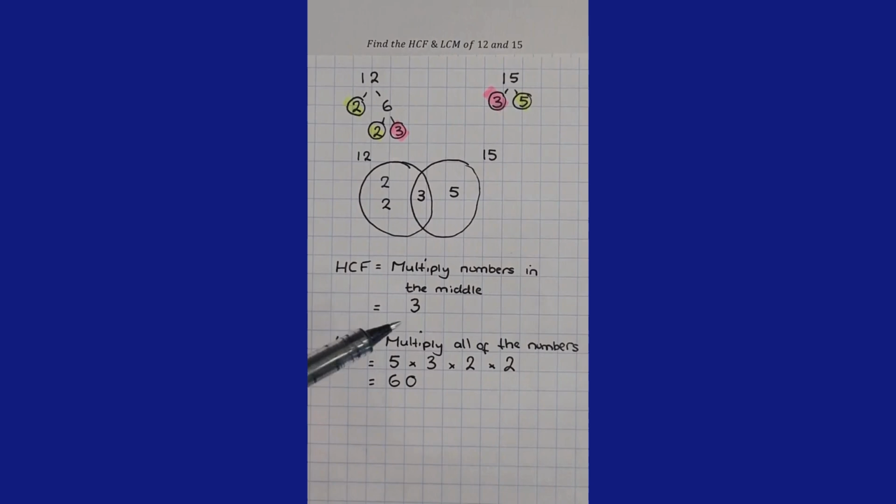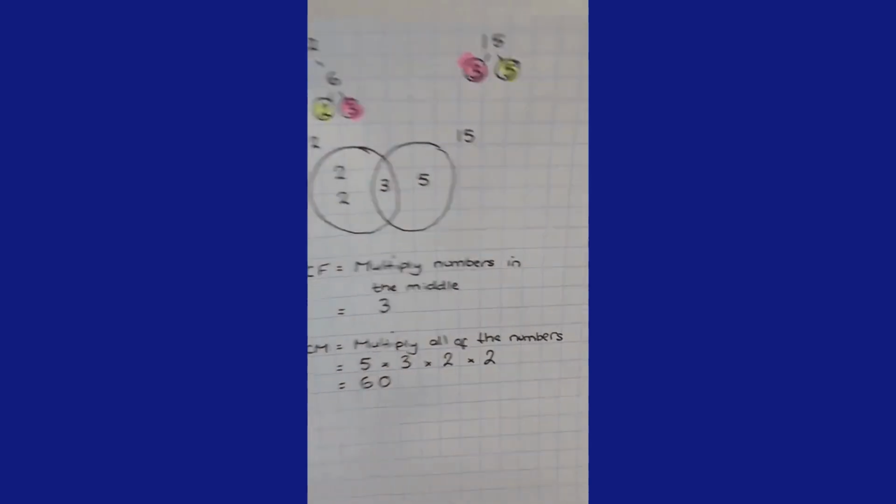So my highest common factor for those two numbers is 3. That's the biggest times table that they're both in. And the lowest common multiple, the number that appears the first time in the 12 times table and the 15 times table, is 60. So hopefully that one makes sense. It's nice to use the highlights. It's just a bit visual. You can see where the numbers have come from. So that's how we would do highest common factor and lowest common multiple.